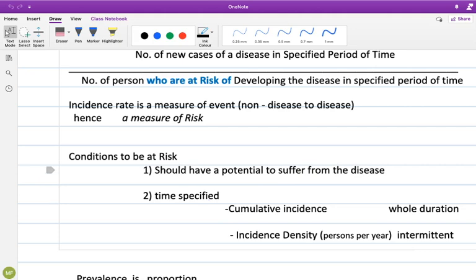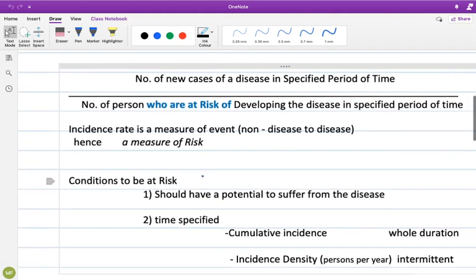Let me give you an example for condition number one. For example, if we are studying a certain type of cancer and we want to say the number of new cases of breast cancer in a specified period of time in any district. Now, the number of persons who are at risk would be females, not males, because those in the denominator have a potential to be included in the numerator. That's condition number one. So, who are at risk of developing that disease.